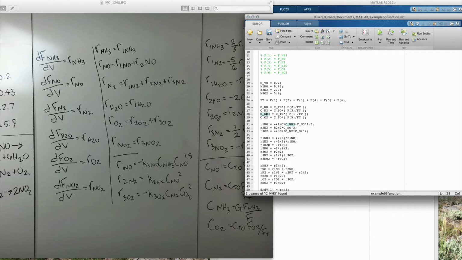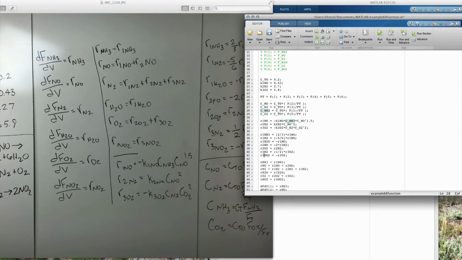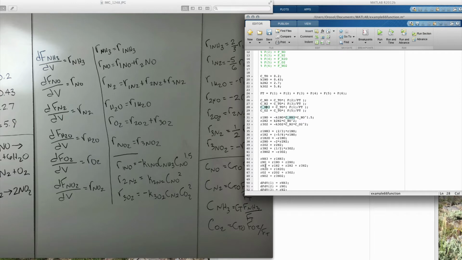R1NH3 was equal to 2/3 R1NO. R1N2 was equal to -5/6 R1NO, and so on. These are the individual portions that we derived from the stoichiometry, and then these were the sums. Some people call these nets, like RNH3 net, RNO net, but I'm just calling them RNH3, RNO, etc. So then I just put in the ones that we derived.